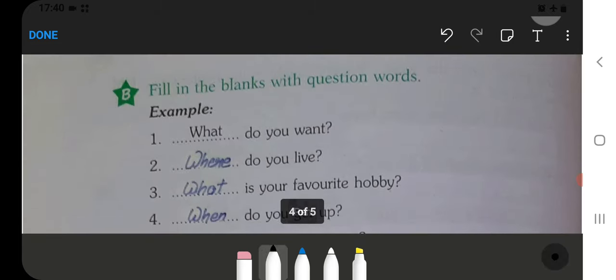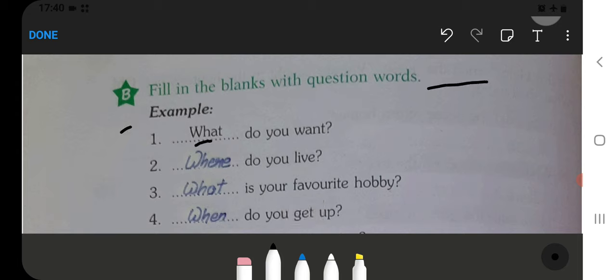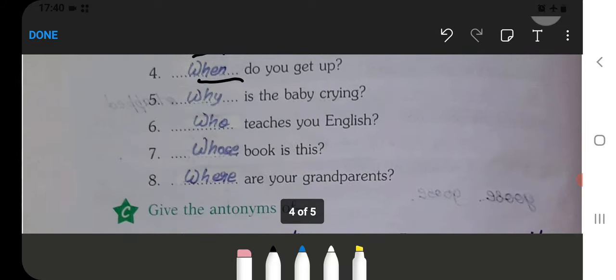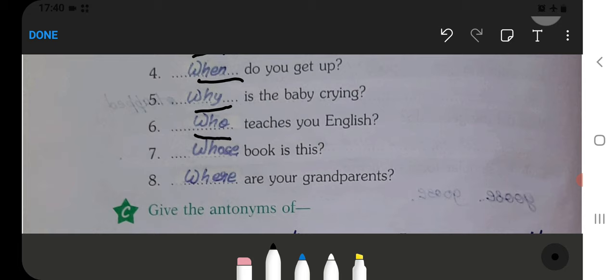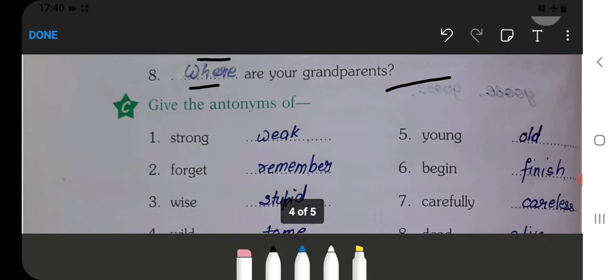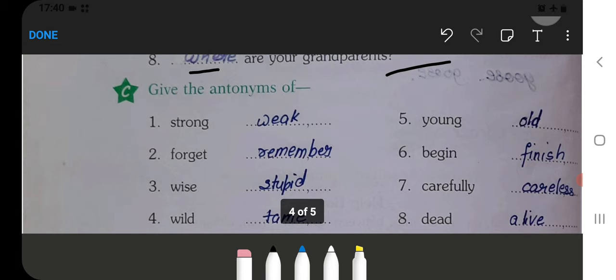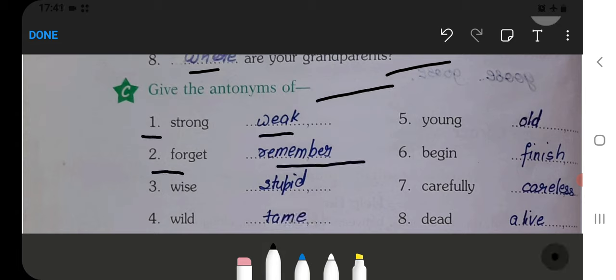Fill in the blanks with question words. Example: What do you want? Where do you live? What is your favorite hobby? When do you get up? Why is the baby crying? Who teaches you English? Whose book is this? Where are your grandparents? Give the antonym of strong: weak. Forget, remember. Wise, stupid. Wild, tame.